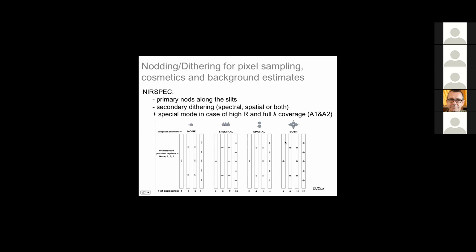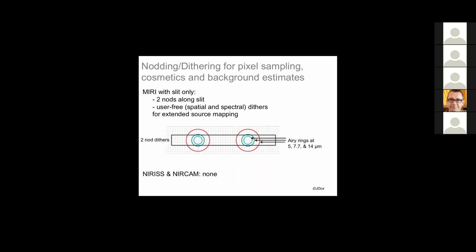As I said earlier, there are also special modes if you are interested in the highest resolution and the full wavelength coverage, which will duplicate your observation into 2 slits, the A1 and the A2. So it means that your observation will have a total time that will be doubled, because you will repeat the nodding and the jittering in each slit.